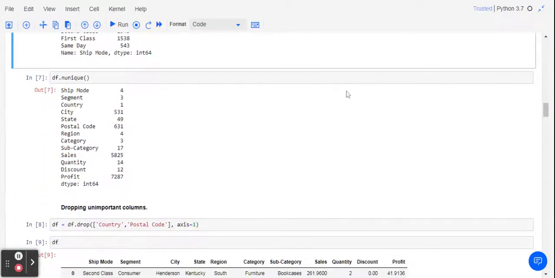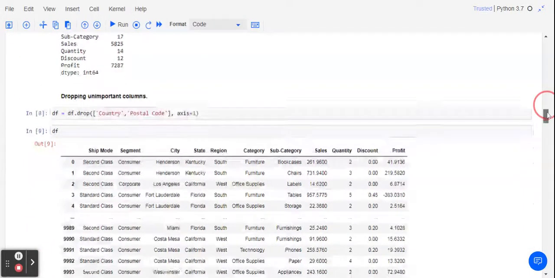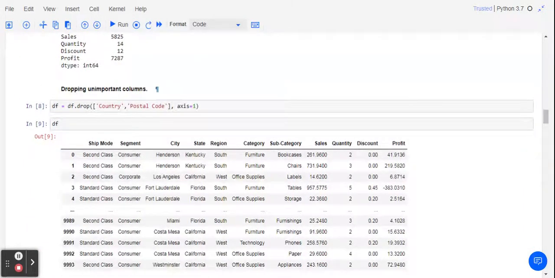After this, I list all the unique values. So the ship mode has four unique values, which means that ship mode has four subcategories. Similarly, for the others. Then we alter our data set to make it consistent for further analysis. So I start by dropping unimportant columns, which would be country and postal code.